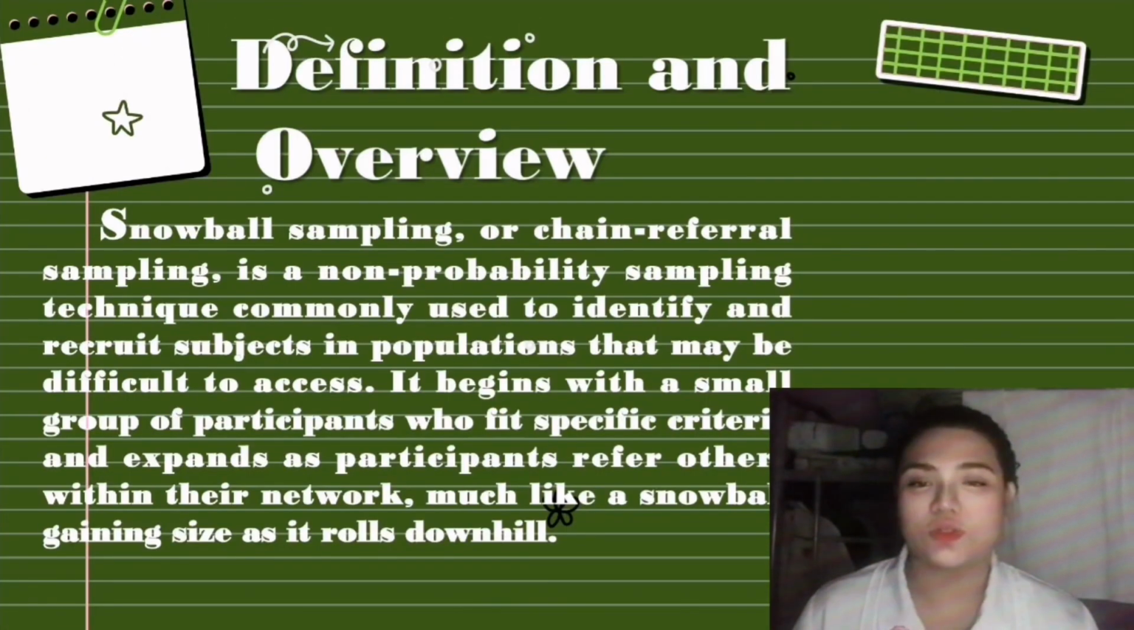Snowball sampling, also known as chain referral sampling, is a non-probability sampling method. Think of it like a snowball rolling downhill. It starts small, but gathers momentum in size as it goes. We begin with a small group of individuals who meet our specific research criteria. Then, we ask them to refer us to others who also fit the criteria. This referral process continues, expanding our sample size organically. It is particularly useful when dealing with populations that are difficult to identify or access through traditional methods.